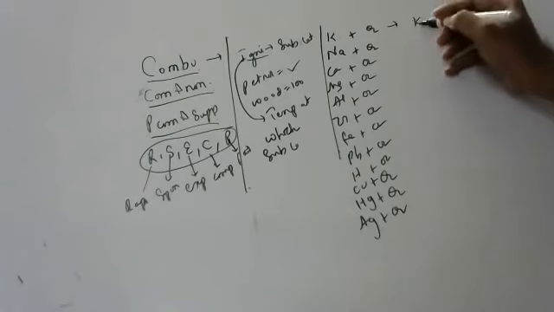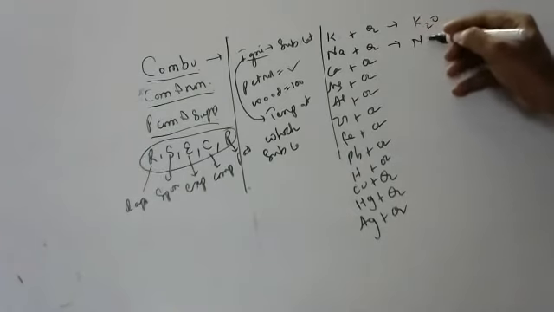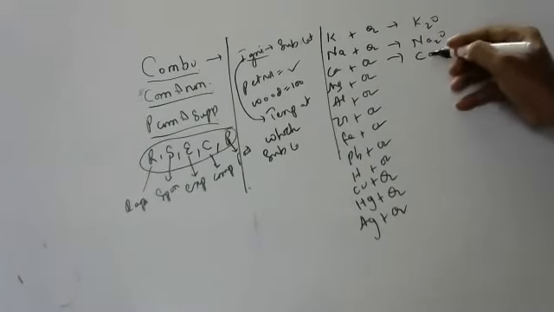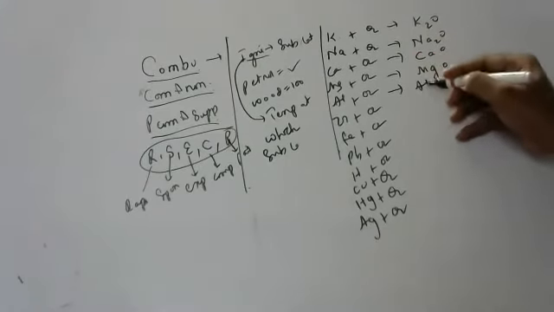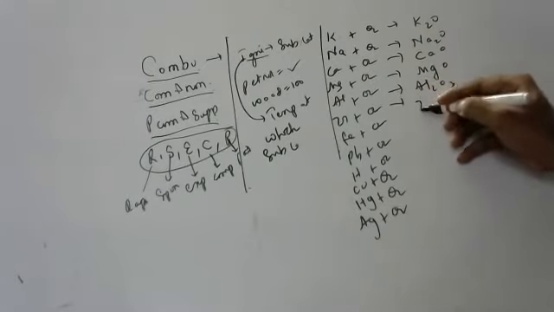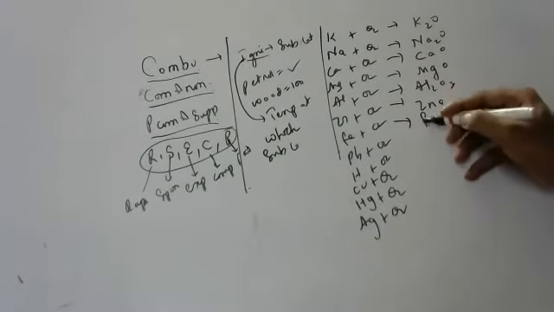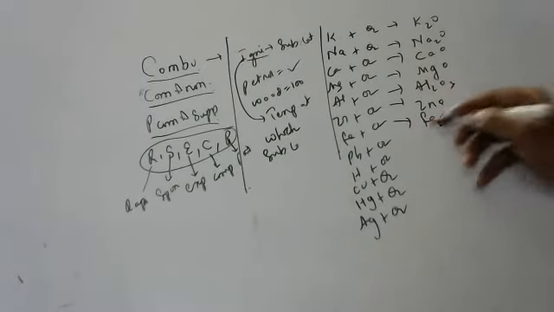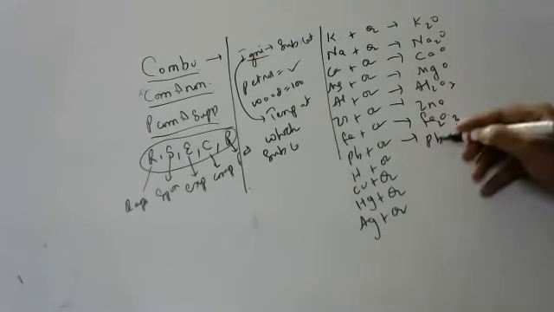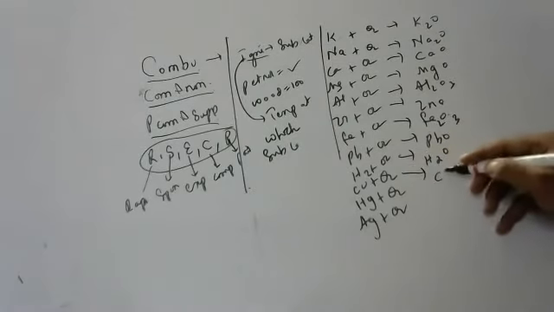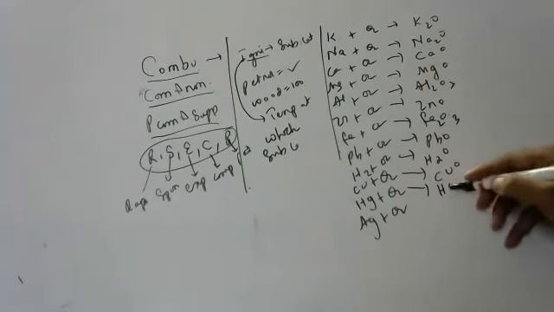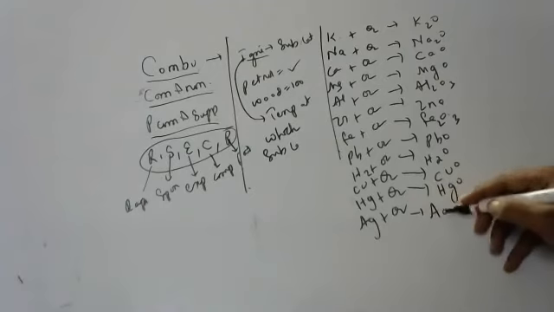Potassium plus oxygen gives potassium oxide. Sodium plus oxygen gives sodium oxide. Calcium plus oxygen gives calcium oxide. Magnesium plus oxygen gives magnesium oxide. Aluminium plus oxygen gives aluminium oxide. Zinc plus oxygen gives zinc oxide. Iron plus oxygen gives iron oxide. Lead plus oxygen gives lead oxide. Hydrogen plus oxygen is water, H2O. Copper plus oxygen is copper oxide. Mercury oxide, HgO. Silver oxide.